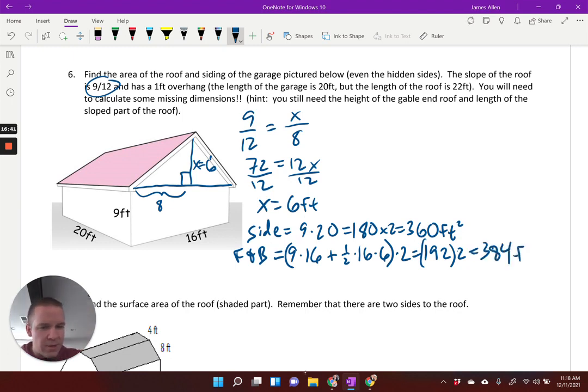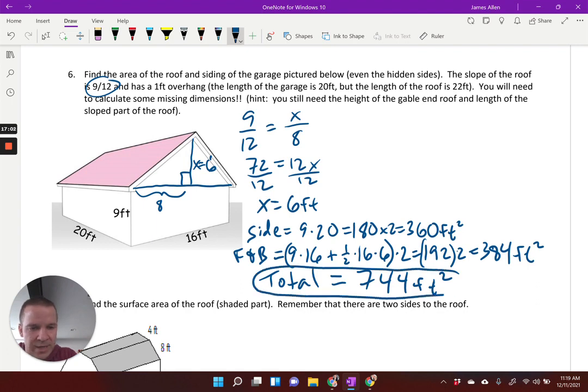Yep, feet squared. So if I put those 2 together, the total siding, or whatever you need for the outside, is going to be 384 plus 360. We get 744 feet squared. That's our total for all the sides.